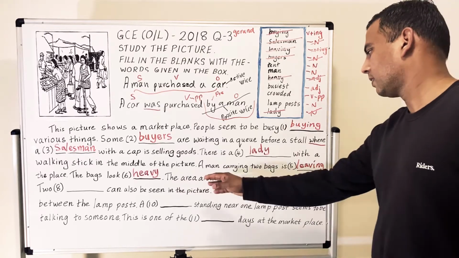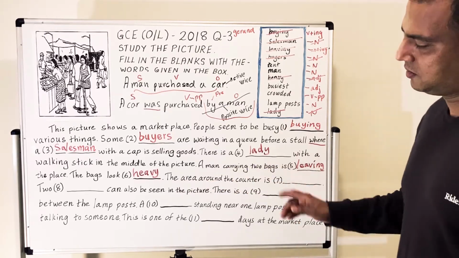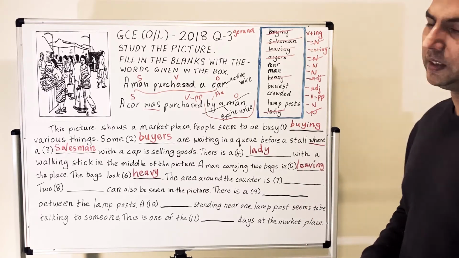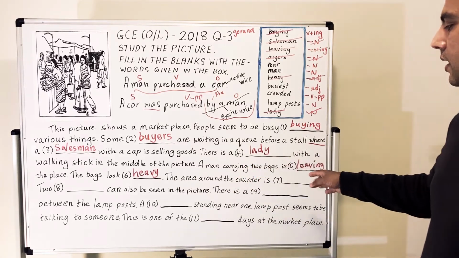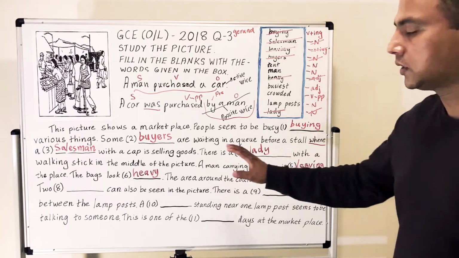Then we have the area around the counter. Now here, there is something different about this sentence. This is a passive voice sentence because here it doesn't say, it talks about the area.